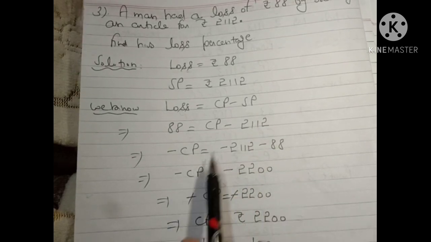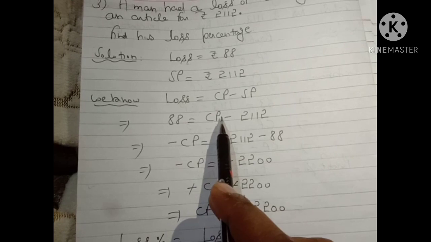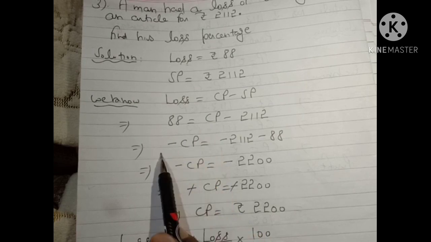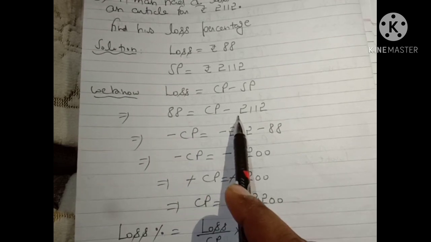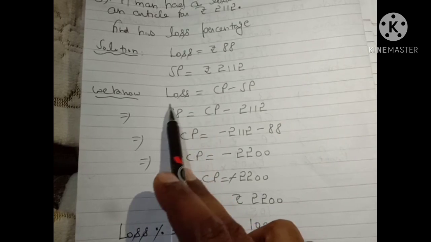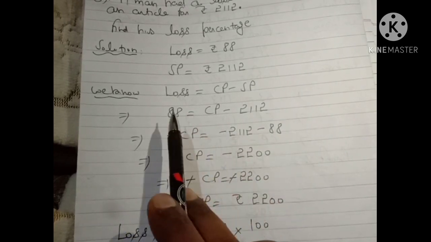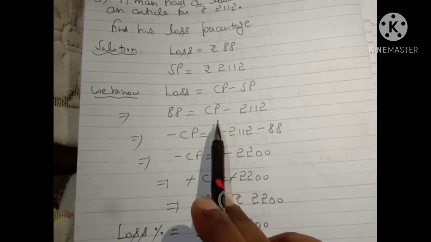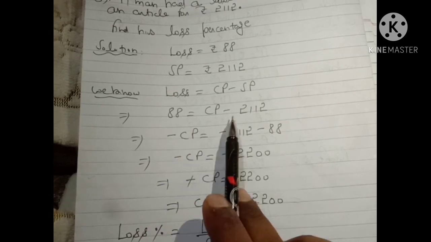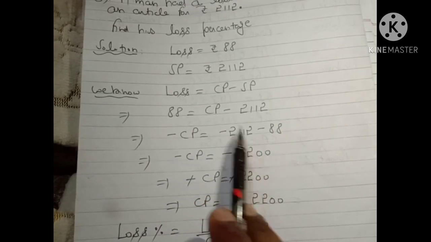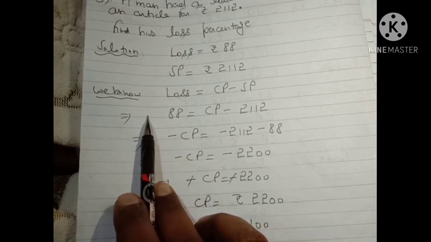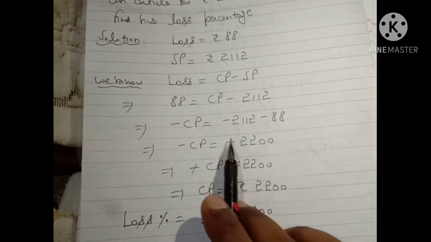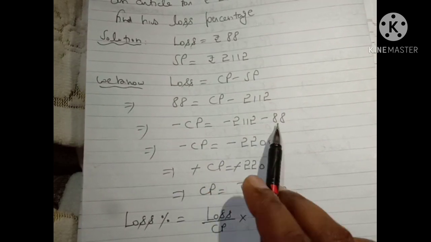And now you can see again we have to transpose the values, and this time this Cp is of plus sign, and when we are taking this Cp to the left hand side then it will become minus Cp, and also this minus 2112 as it is, and when we are taking this 88 to the right hand side then it also will become minus 88. So I hope this is clear to you. It is also a very simple step. So Cp will become minus Cp, then minus 2112 as it is, and when we are taking this 88 from the left hand side to the right hand side then it will also become minus. So it will become minus Cp is equal to minus 2112 minus 88.